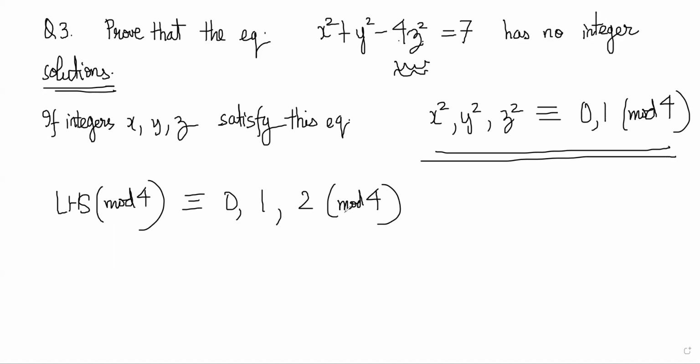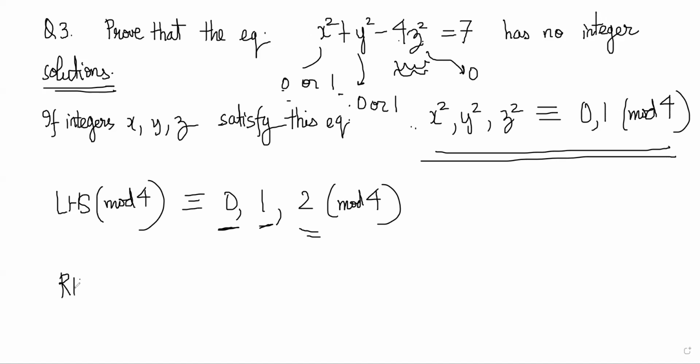Why am I getting only 3 possibilities on the left hand side? Because x square can be 0 or 1, y square can be 0 or 1, and this is guaranteed to be 0 mod 4. So obviously it could be 0, 0, then you get a 0, 0 and 1, you get a 1, and 1 and 1, you get a 2 mod 4. These are the 3 possibilities when you take modulo 4 on the left hand side.